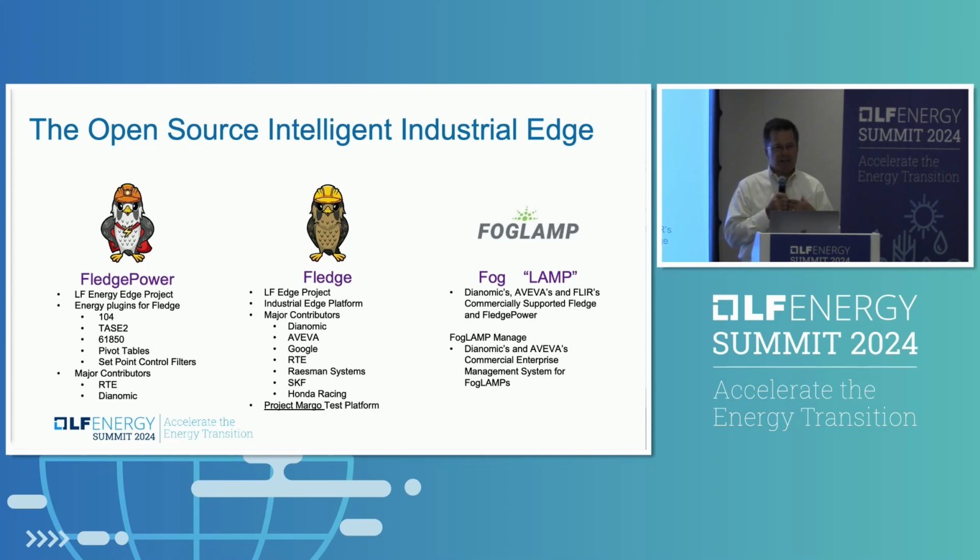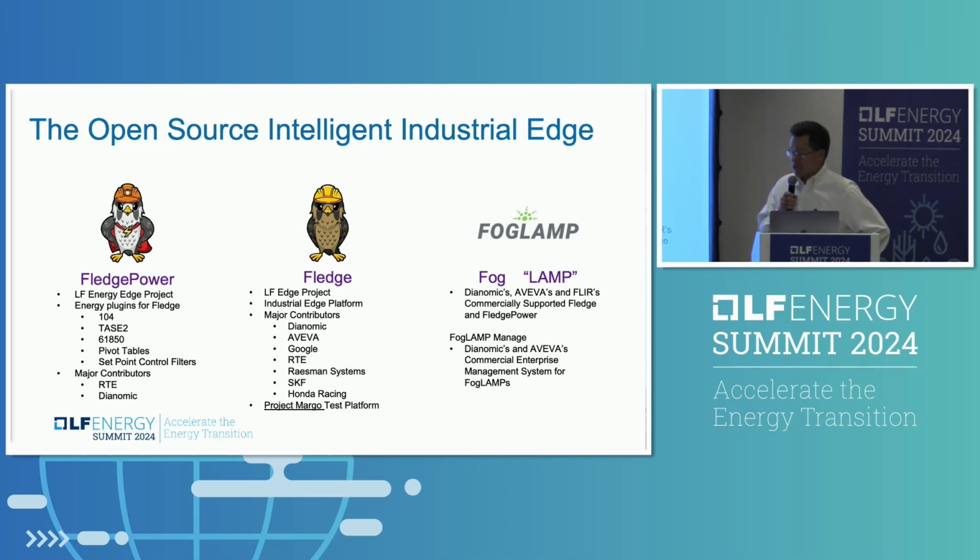And we sell a commercial version called FogLamp, and now you know why it's called LAMP. We're playing on the LAMP stack. And for those that have been around in the IoT space for a long time, Cisco called it fog computing when they talked about the edge. So you add fog computing to the LAMP stack, you get FogLamp, and that's the commercial version of Fledge and FledgePOWER. So what are the differences between them?